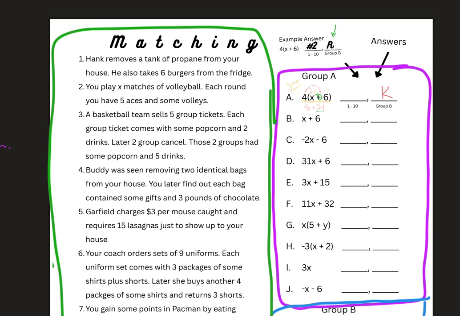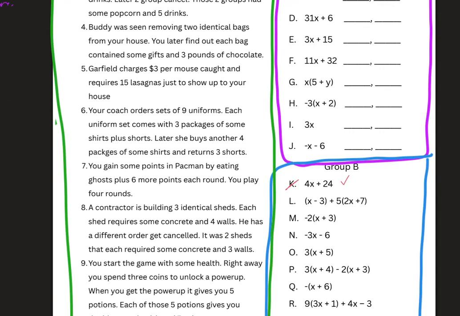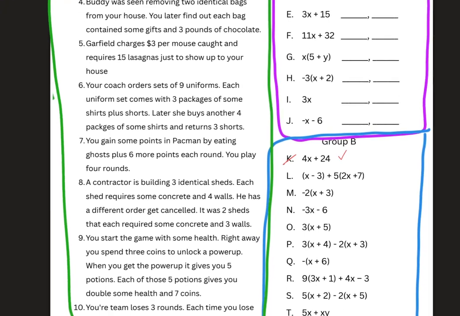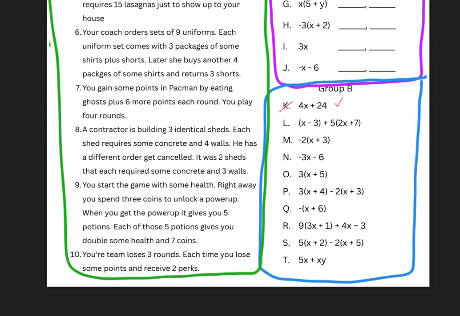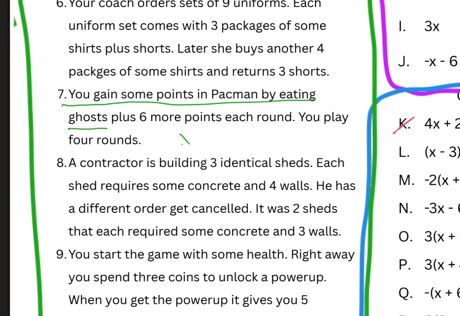Let's see, number 5, Garfield charges $3 per mouse. Nope, again, not what we're looking for. Your coach orders sets of 9 uniforms. Nope. 7, you gain some points in Pac-Man by eating ghosts. Okay, this is the first one that I'm like, it starts with an X. And if you're like, how is that? You gain some points. Here's the question. How many points? I don't know.